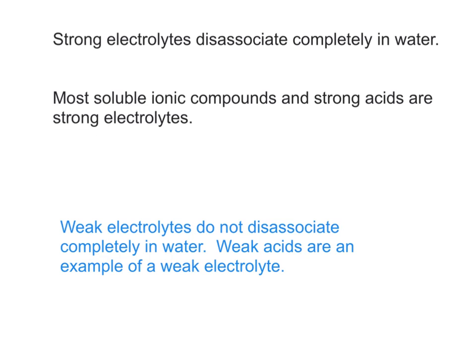Okay, so a strong electrolyte is an electrolyte that dissociates completely in water. Most soluble ionic compounds and strong acids are strong electrolytes. Weak electrolytes are electrolytes that do not dissociate completely in water. Weak acids are an example of a weak electrolyte.